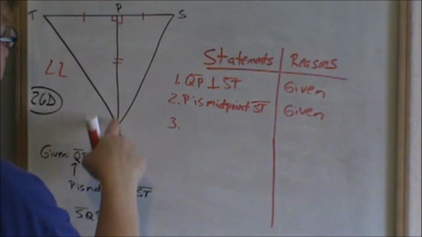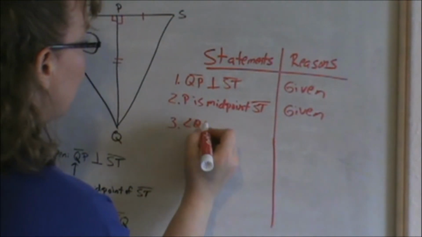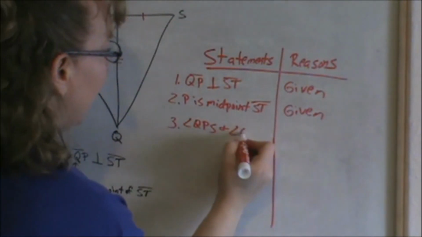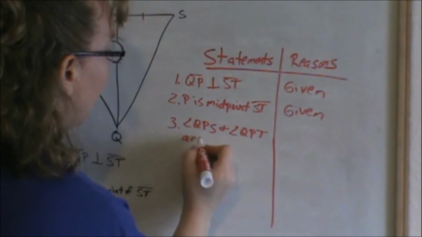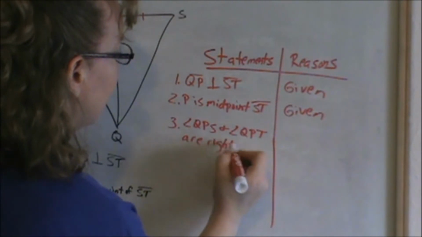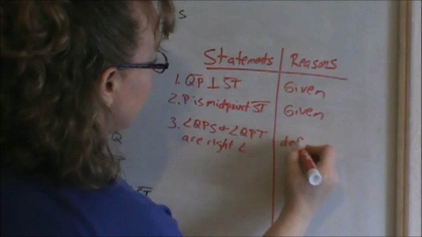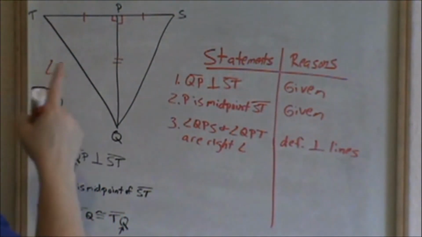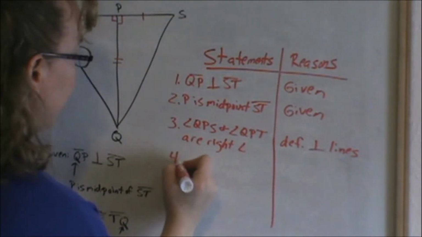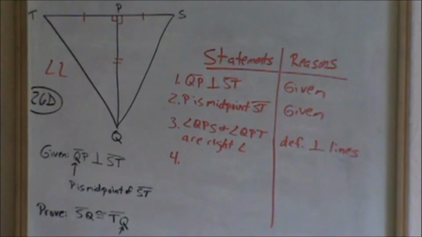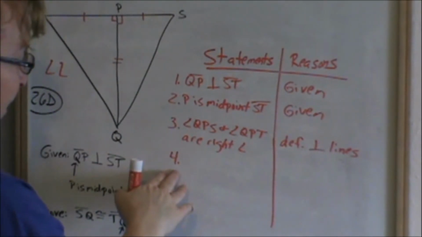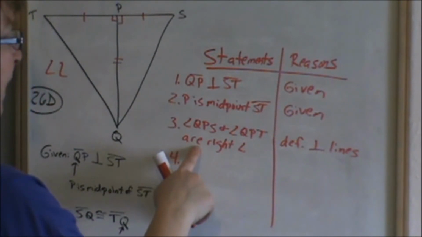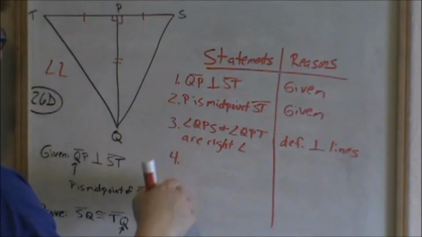So we can make the statement that angle QPS and angle QPT are right angles. Why? Because of definition of perpendicular lines. Okay, from there we know that we have right triangles. In your book, they make a note that you have right triangles. They're not consistent about that. They don't do that for every proof. As long as you have down that you have right angles in your triangle, that should be sufficient.